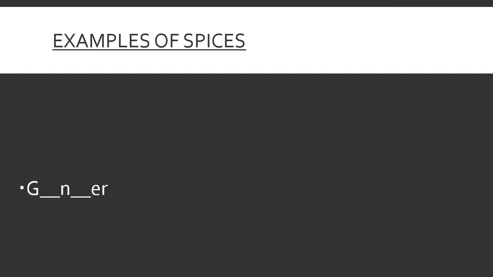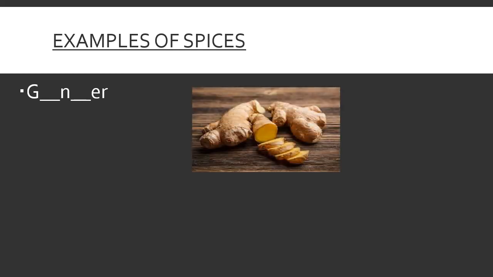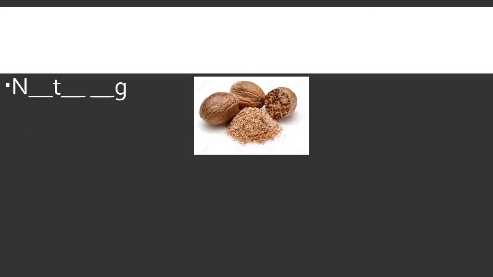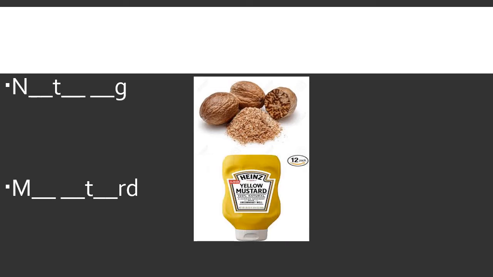Examples of spices. Remember, those would come from the seeds and so on of the plant. So we have that one. Yep, ginger, cloves. Yeah, we know that one. Nutmeg, and of course mustard. Those are some examples of herbs and spices.